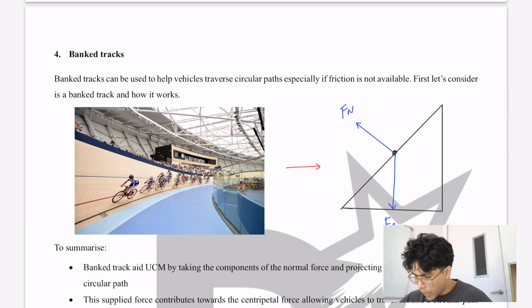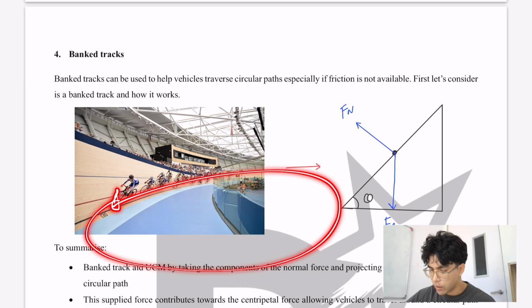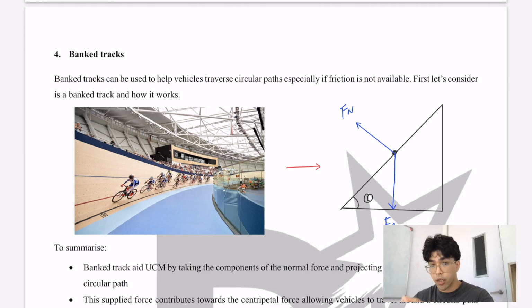Okay? And so if you think about what's happening here, why do we bank the track, or how does a banked track help the cyclist? Well, remember that when a cyclist is traveling around this path, it's making a circular loop, right? It's making a circular path. And so by definition, it has to be undergoing uniform circular motion. Now, what do we know about uniform circular motion?